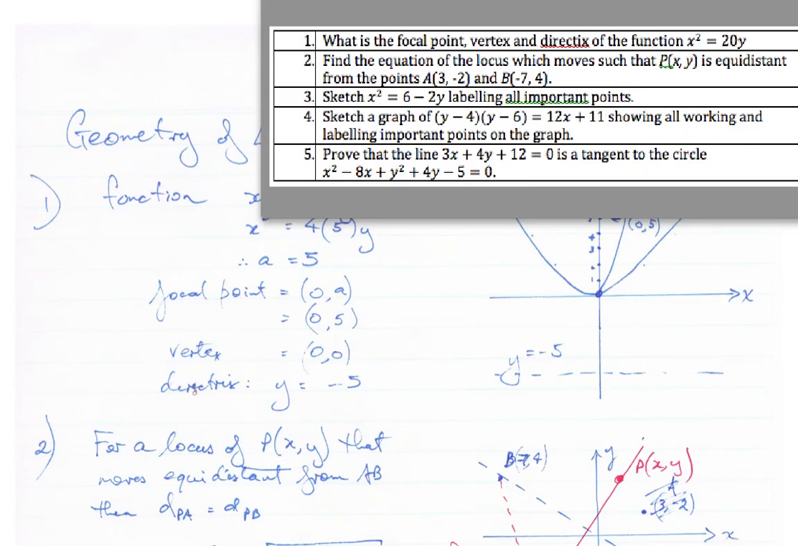So this is a short video just to describe what solutions and the best way to approach solutions to this quiz that we had in class of these 5 questions. So I'll just quickly move through each question with a description and having a look at the solutions as well. Question 1, what is the focal point, vertex and directrix of this function?